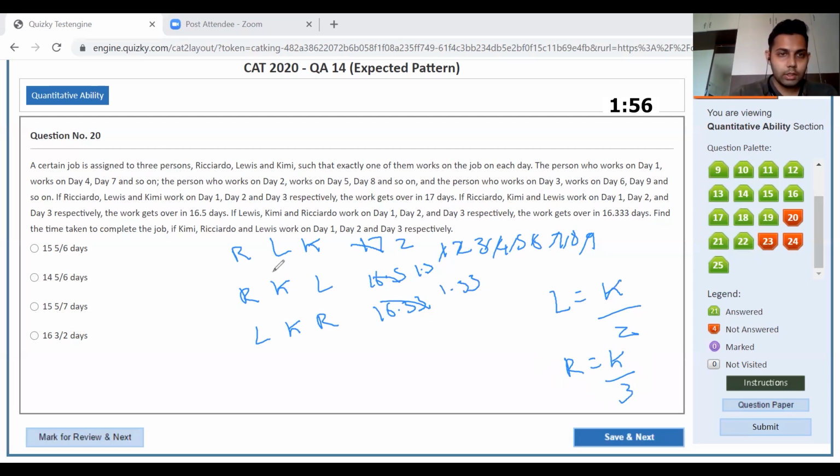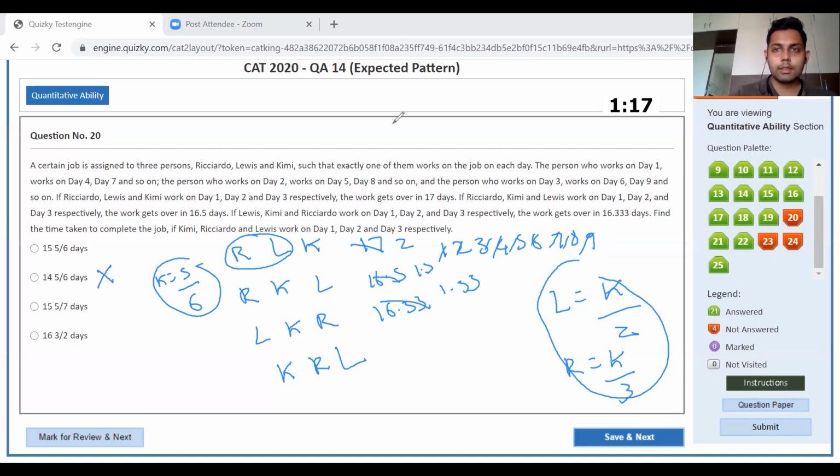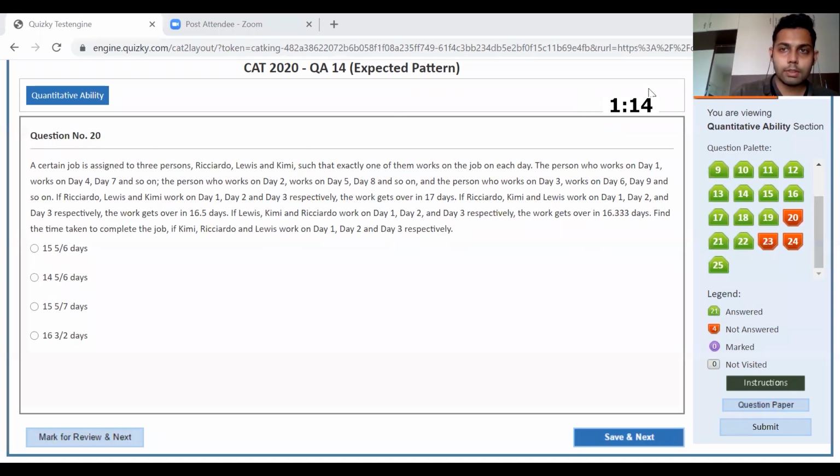Okay. Find the job if Kimi, Ricardo, and Lewis do it. Now see, it's all 15. So now see, 14.5 is wrong. Minimum 15 is required. It's either this, this, or this. Okay. Now I need to find out when Kimi, Ricardo, and Lewis do it. So R plus L, the work that they take 2 days, Kimi will just take 5 by 6 days, right? That is less than a day, right? Same amount of work is done by 5 by 6 as we do by adding these two. So that means 15 5 by 6. Kimi will finish it off in 1 day itself, whatever the work was left.